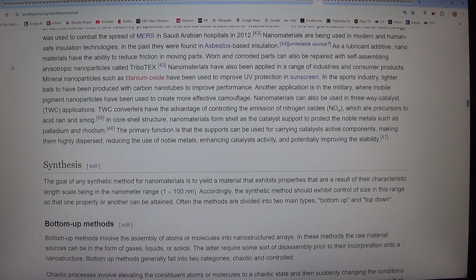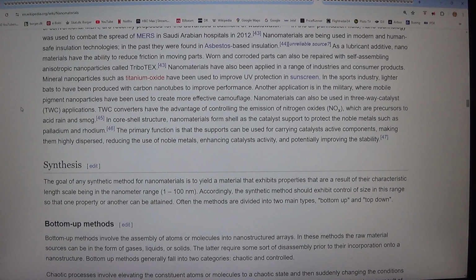Nanomaterials have also been applied in a range of industries and consumer products. Mineral nanoparticles such as titanium oxide have been used to improve UV protection in sunscreen. In the sports industry, baseball bats have been produced with carbon nanotubes to improve performance. Another application is in the military, where mobile pigment nanoparticles have been used to create more effective camouflage. Nanomaterials can also be used in three-way catalyst, TWC, applications.